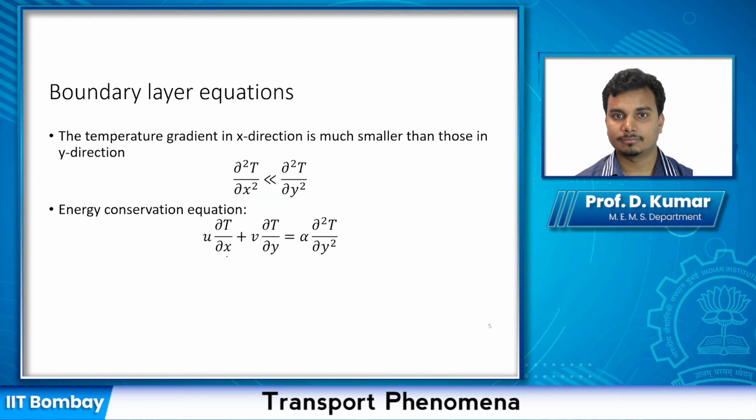So u ∂T/∂x plus v ∂T/∂y equals alpha ∂²T/∂y². Then alpha is of course your k by rho Cp.